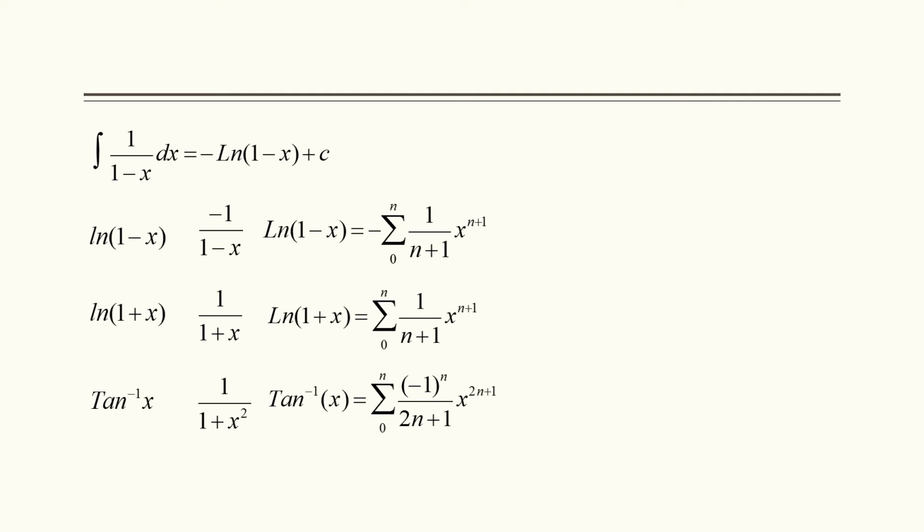First off, we have ln 1 minus x. So if we integrate minus 1 over 1 minus x, we could also find that the power summation of ln 1 minus x equals minus the power series from 0 to n of x to the power of n plus 1 over n plus 1.